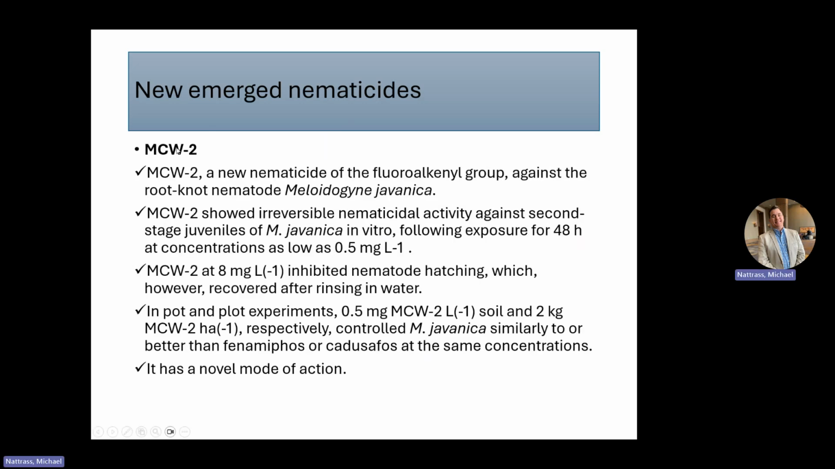Then we also have MCW2. This is going to be for our root knot nematodes. And again, I just want you to have at least heard these and seen them, just in case if you get into the realm, you at least know how to find them. That's why I think it's important to understand how to use cdms.net more than it is about remembering MCW2 and what it does and doesn't work on.